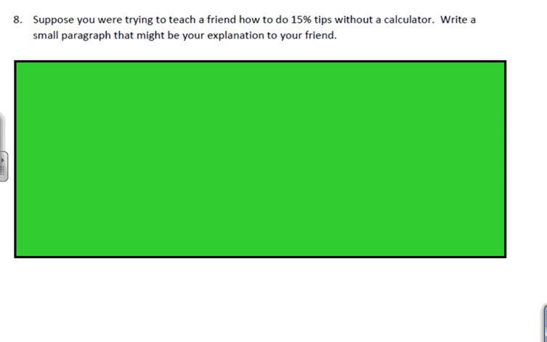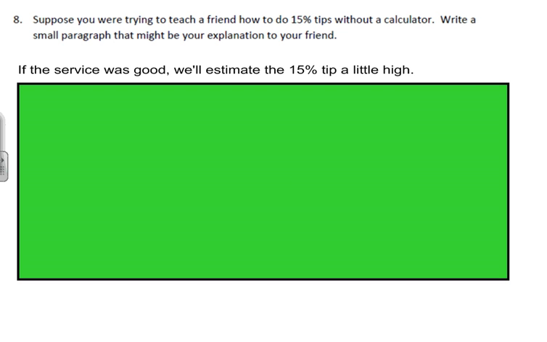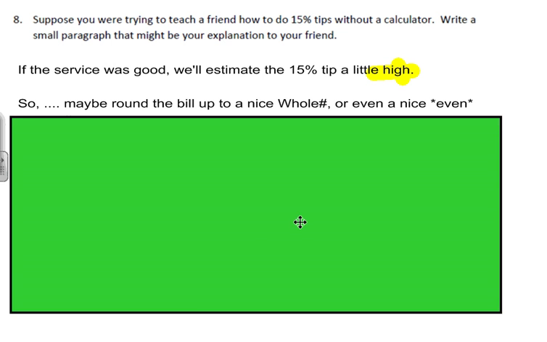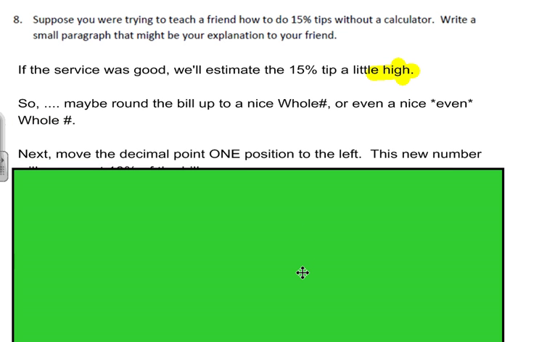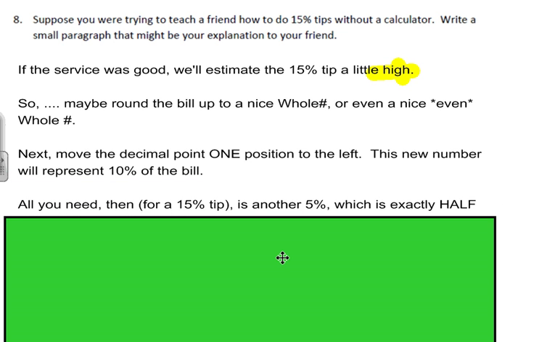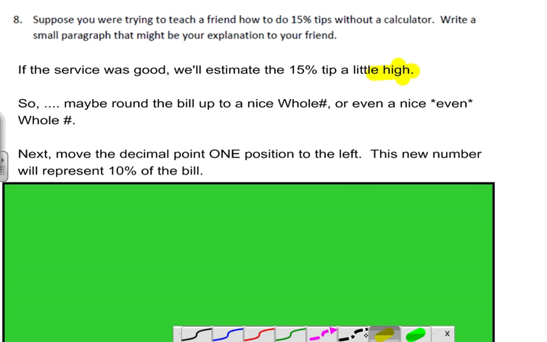Alright, how could we explain this to a friend? To make it as simple as possible, I'd probably round. So I might say, if the service is good, we'll estimate the 15% tip a little on the high side, just to make the mental math a little easier. What do I mean? So if we round up to a nice whole number, or even a nice even whole number, all we need to do is move the decimal place one position to the left. That will represent 10% of the bill. If you want a 15% tip, then you just need another 5%, which is exactly half of that 10%.